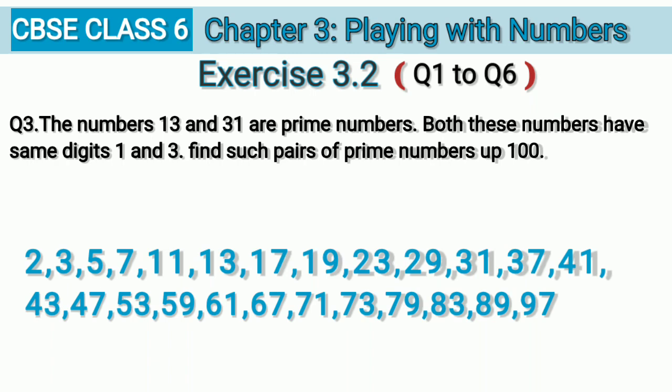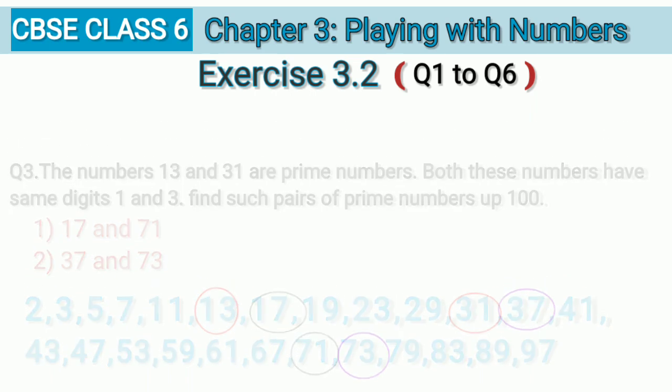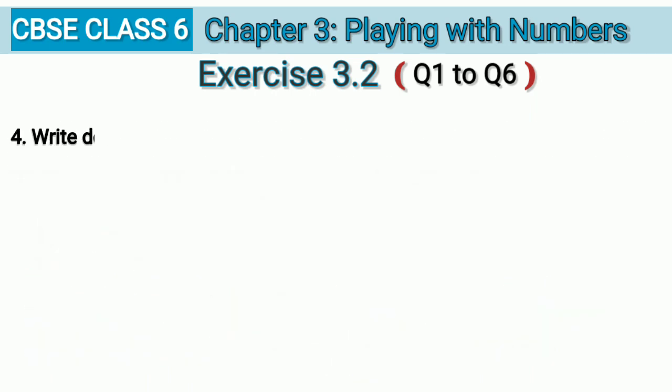In the question we are given an example of a pair of prime numbers with the same digits, 13 and 31. We have to find more such pairs. One pair is 17 and 71. Another pair is 37 and 73.